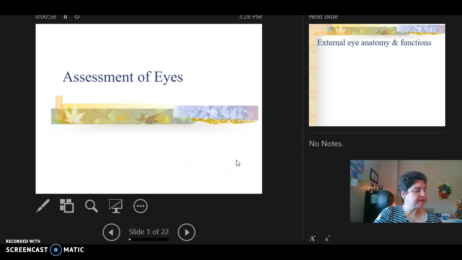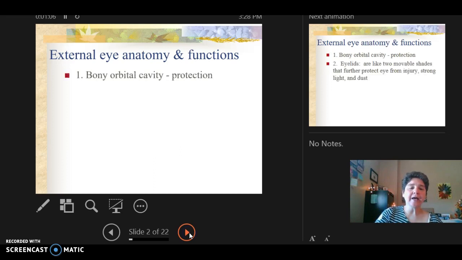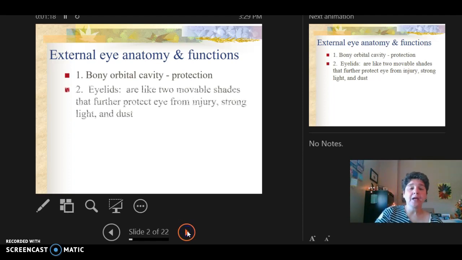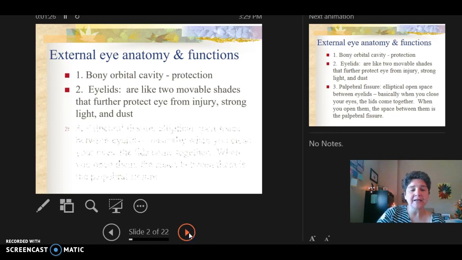Looking at the assessment of eyes, we're looking at chapter 14 in your textbook. So some of the external eye anatomy and functions: we have the bony orbital cavity, and the main function of this is just to protect the eye. So that's that circular bone that you can feel going around the eye. The eyelids, they're like two movable shades. They protect the eye from injury. They protect it from light and dust.